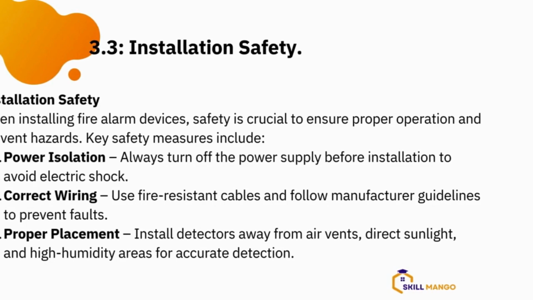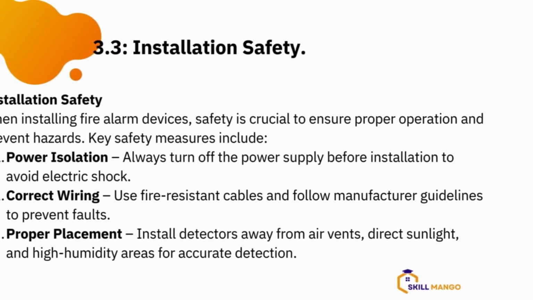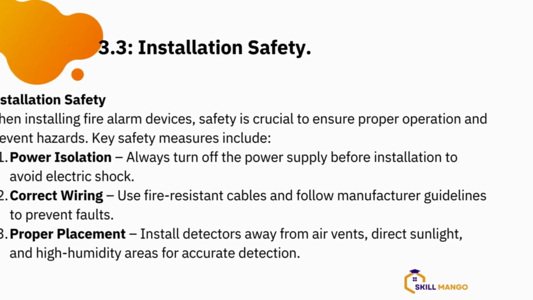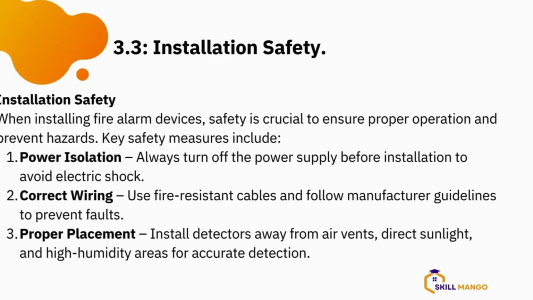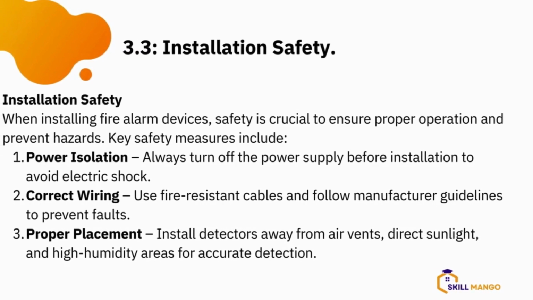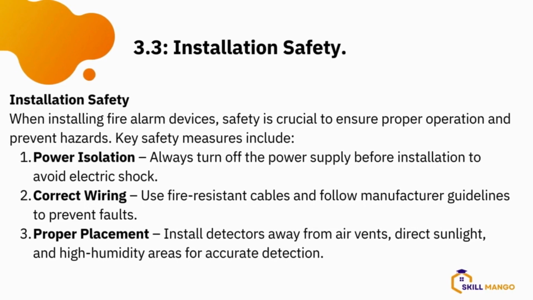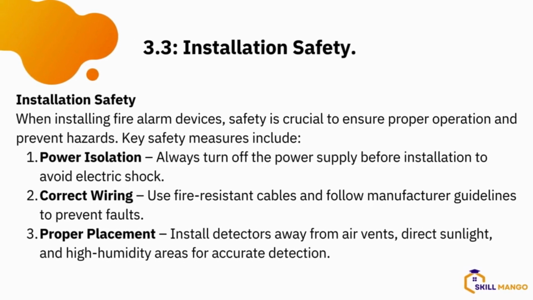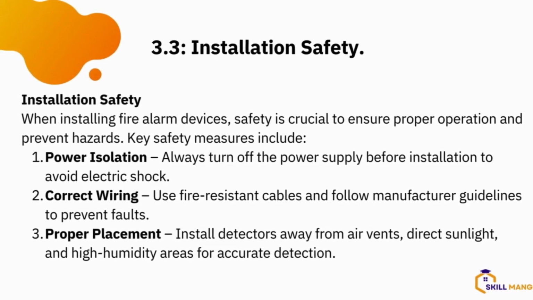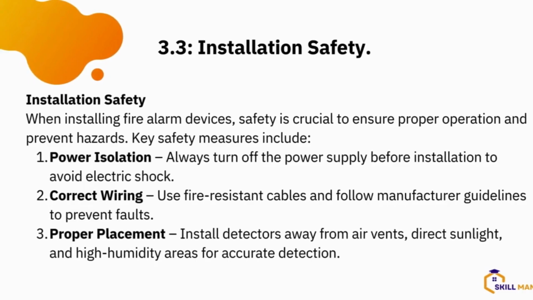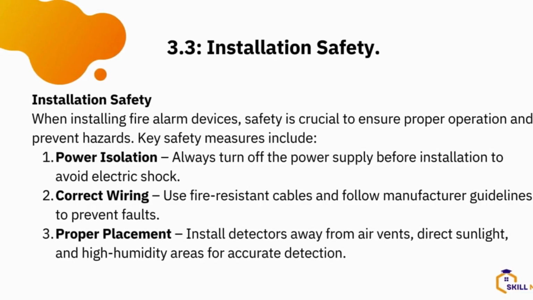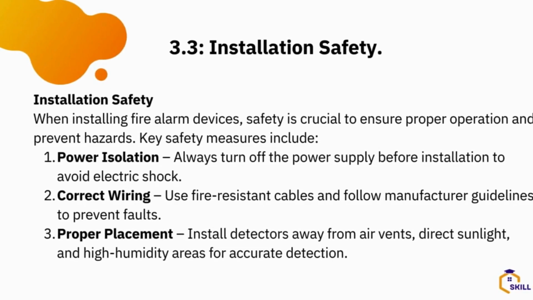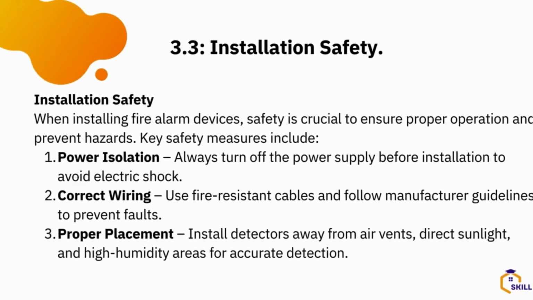This is 3.3, which is installation safety. Safety is very important when you're carrying out your installation of a fire alarm system. The first safety measure that is very important is power isolation. What is power isolation? It's basically disconnecting electricity from your panel. Make sure it's not connected to electricity when you're doing your connection. It's only when you are done with all your connectivity that you can connect your power.